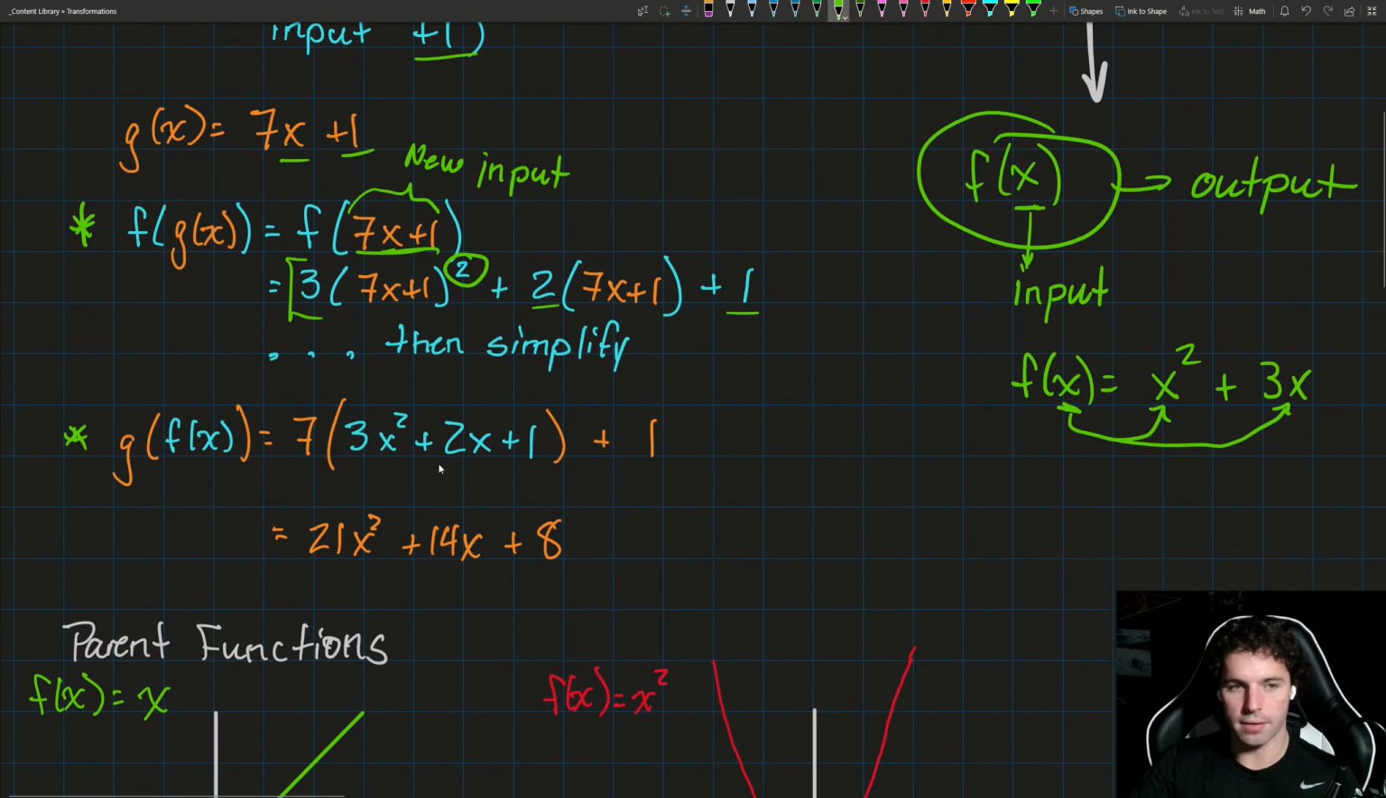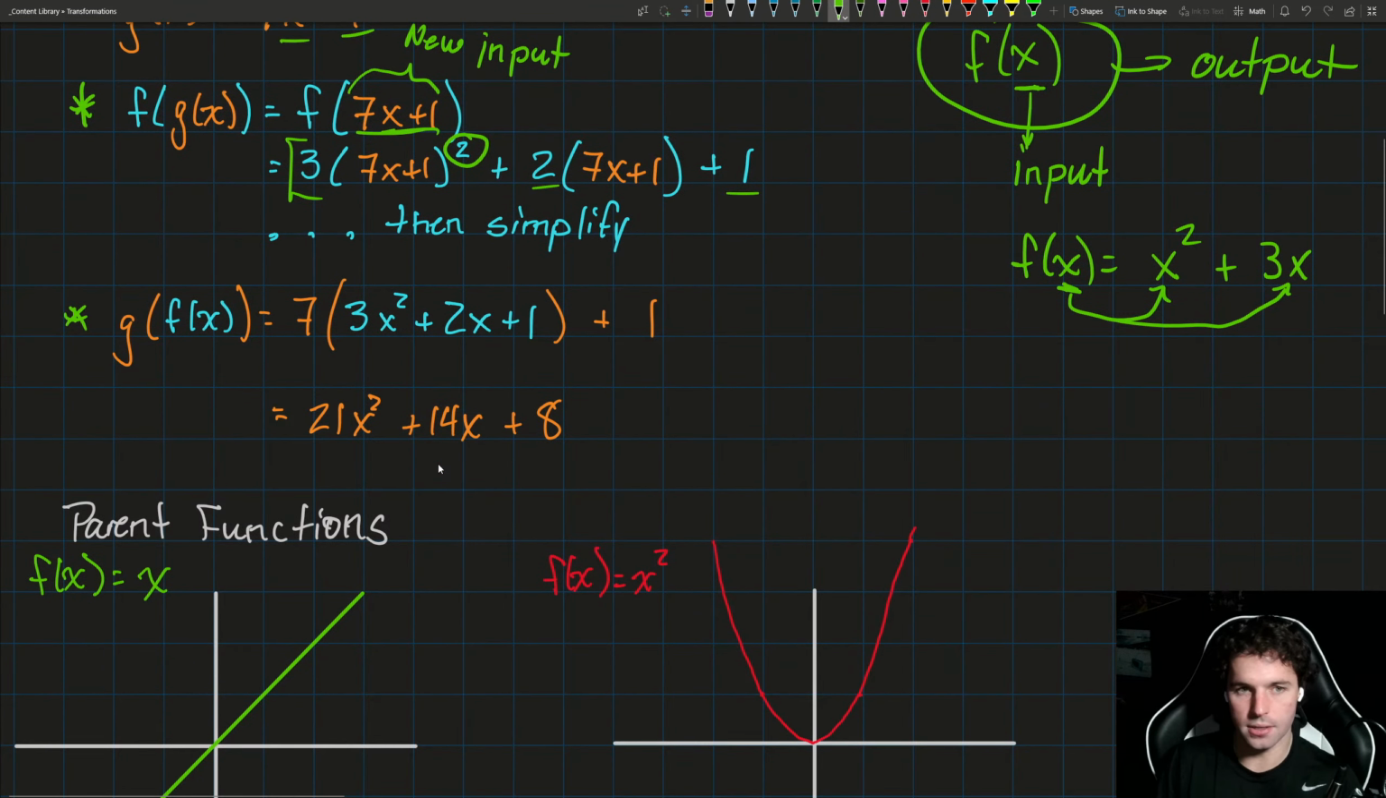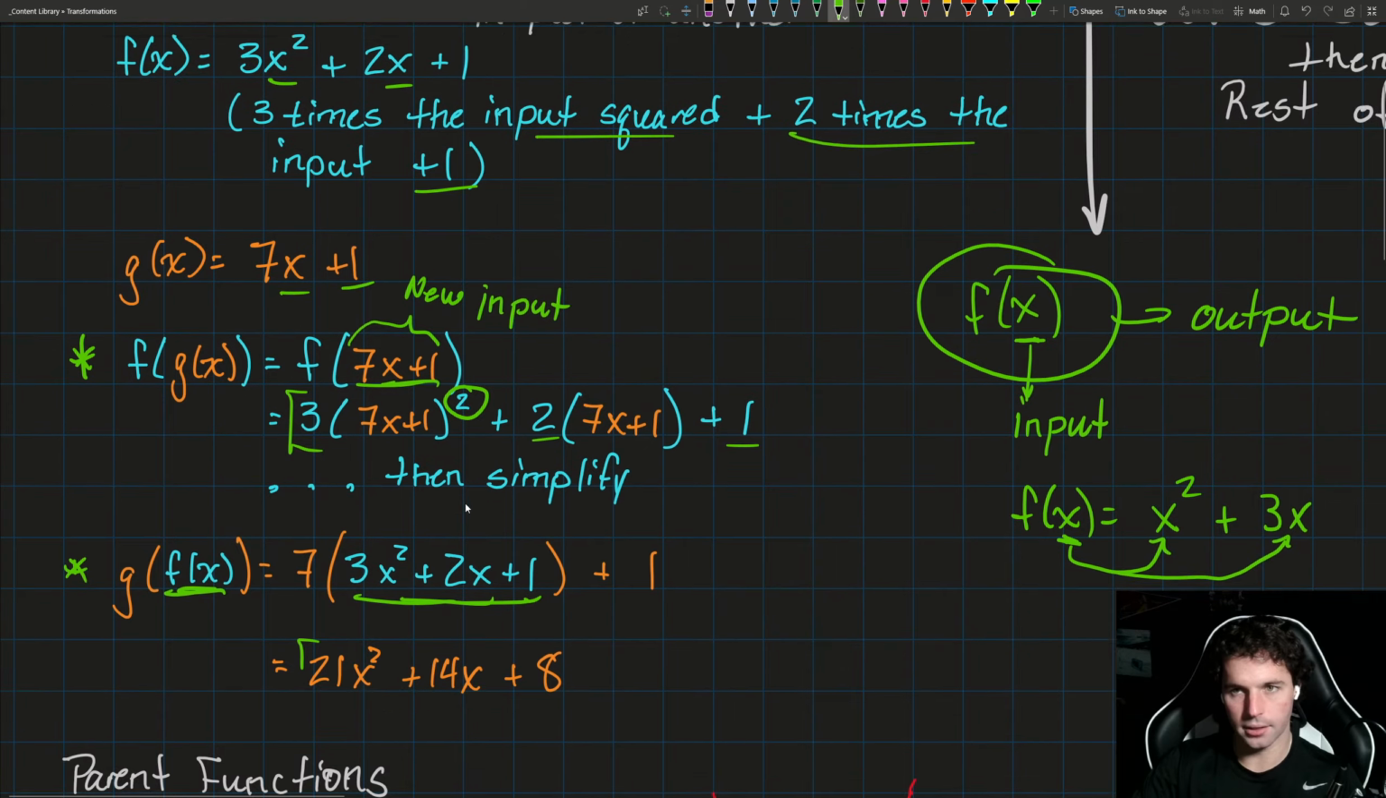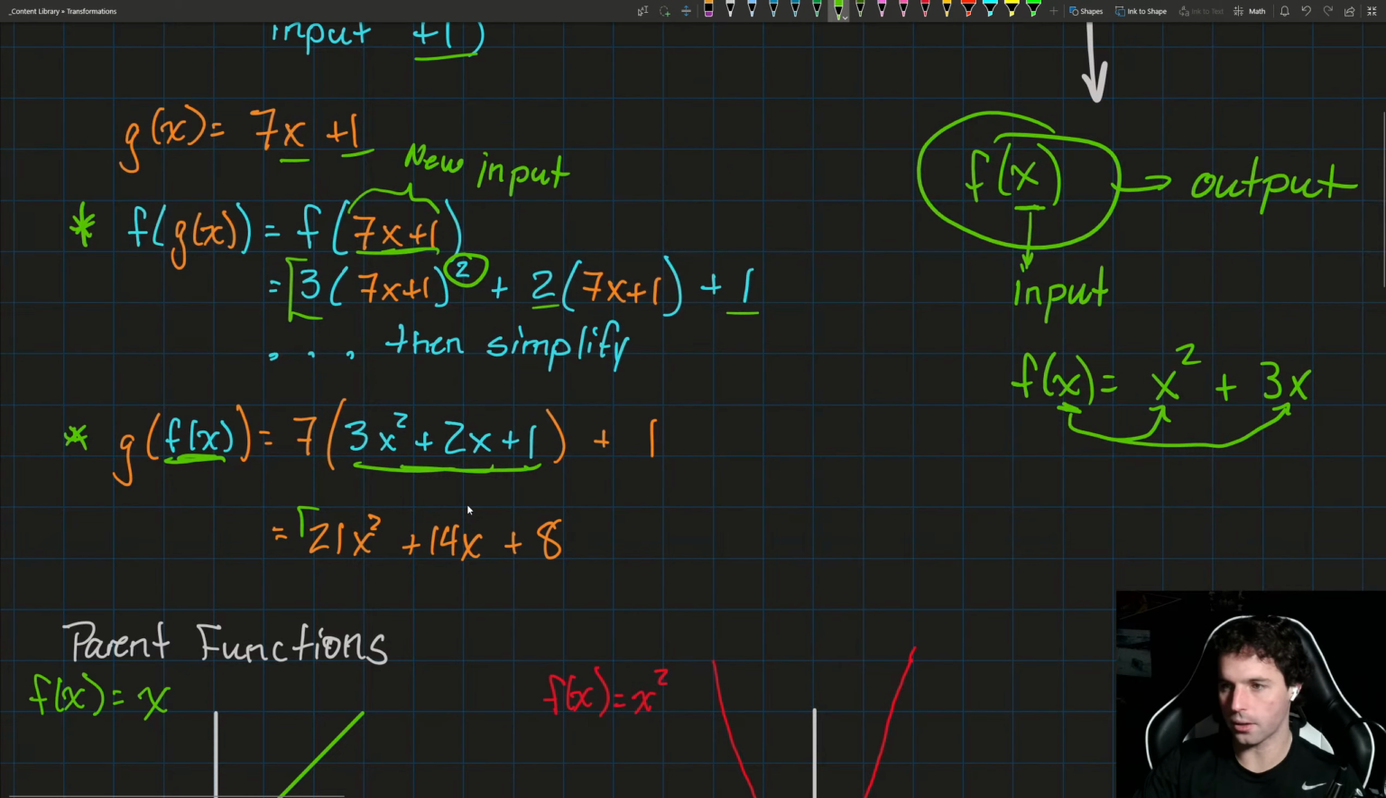Okay, g of f of x is the exact same thing. In this case, it's a lot easier. So now we're taking f of x as our input into g of x. So everywhere we see an x in g of x, we're plugging that in. Distribute the 7, add the 1, and you end up getting 21x squared plus 14x plus 8. Okay, that should be simple enough. We've been doing that pretty much all year, and you definitely hit it last year in Algebra 1, or at least you should have.